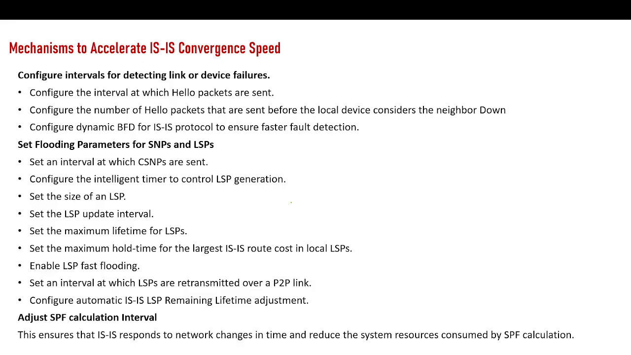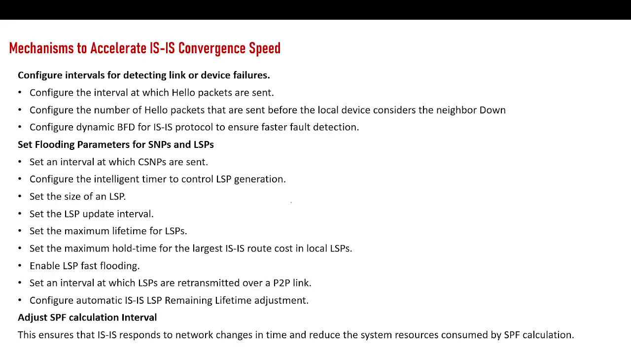For example, you set an interval at which SNPs are sent. You can also configure the intelligent timers to control LSP generation. You set the size of an LSP, you set the LSP update interval, you set the maximum lifetime for LSPs, you enable LSP fast flooding, you set an interval at which LSPs are retransmitted over a point-to-point link. You can also configure automatic ISIS LSP remaining lifetime adjustment. So these are just some mechanisms that you can use to ensure that your network converges faster when there is a fault on the network.